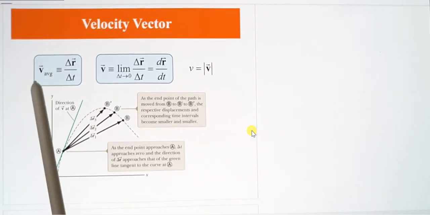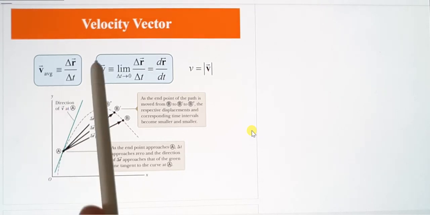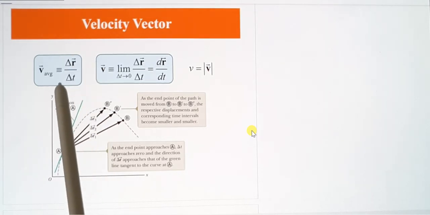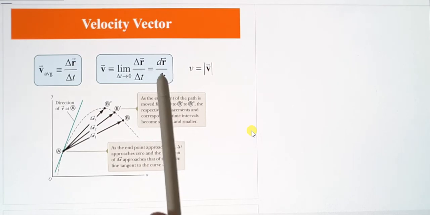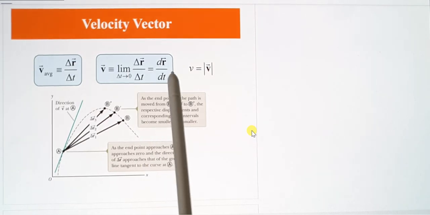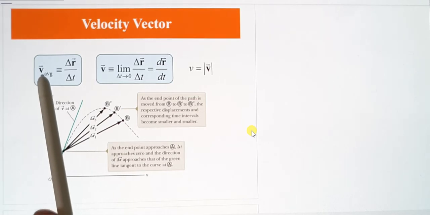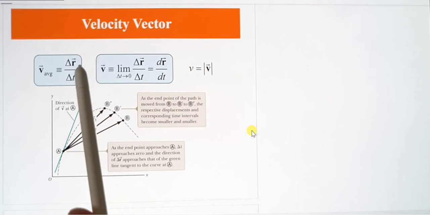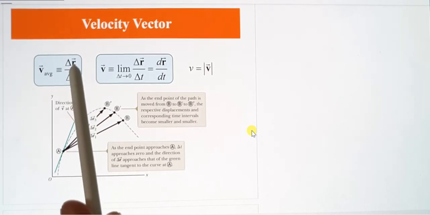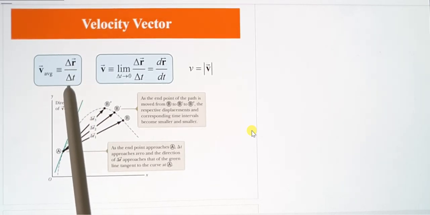Okay, what is average velocity? It's delta r over delta t, or it's the derivative, as we covered in chapter 1. But when we are talking about the average, it is nothing but the vector delta r divided by delta t.